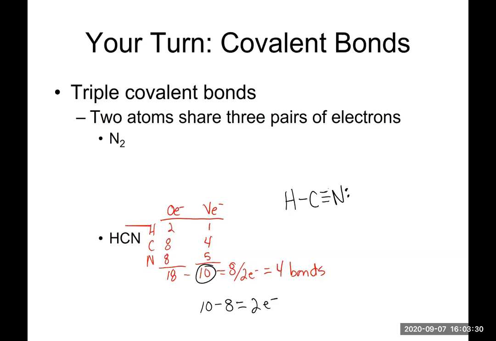so that it now has an octet. And if we calculate then the formal charges associated with it, hydrogen is 1 minus 1, so that's 0. Carbon is 4 minus 4, so that's 0. And nitrogen is 5 minus 5, so again, 0. All the formal charges in the structure are 0, so this is a good Lewis dot structure.